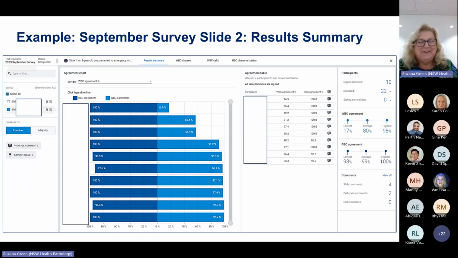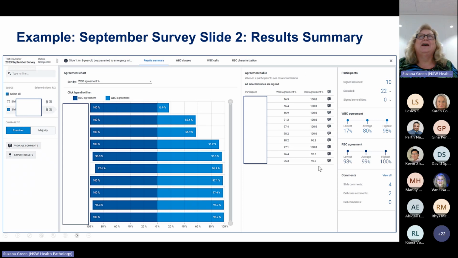So how did they go with that one? This is what a typical result summary would look like. You get your slides on the left-hand side. And then you get your agreement and disagreement with your white cells on the right-hand side, from the middle of 0% going out to 100%. And then on the left-hand side would be your red cell agreement, again, 0% to 100%. The least agreeable is on top and the most agreeable at the bottom.